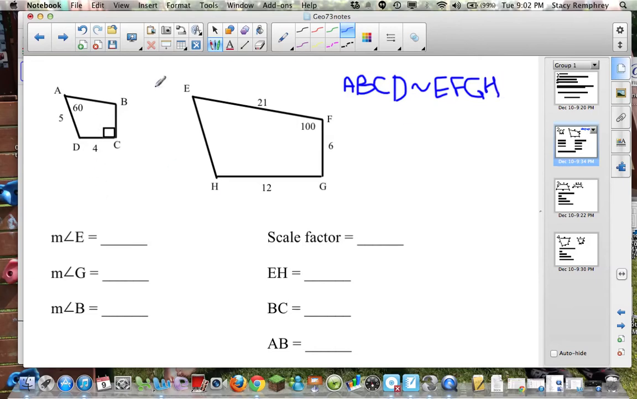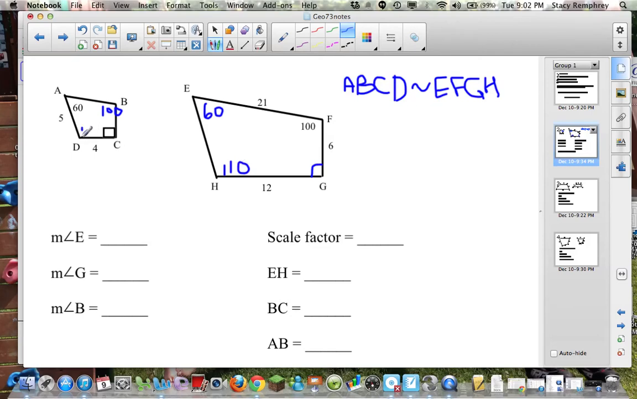So angle E corresponds to angle A, so this one will also be 60. B corresponds to F, so this is 100. C corresponds with G, so that one is 90. And D and H correspond. Now, I can tell here I have 250 degrees. It's a little late, so if I calculated that right, that's 250 degrees. In a quadrilateral, I need 360. So this must be 110.